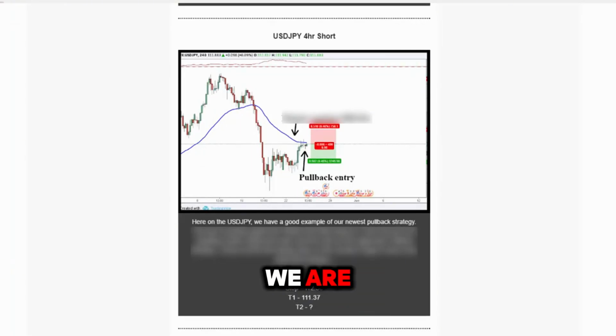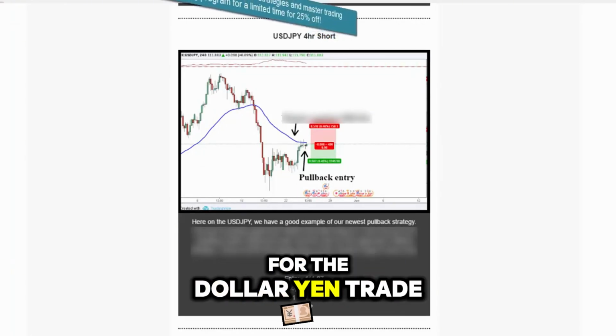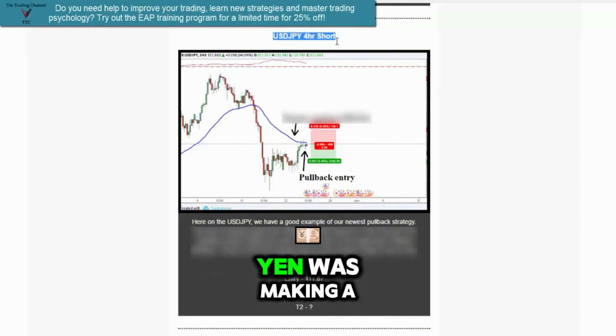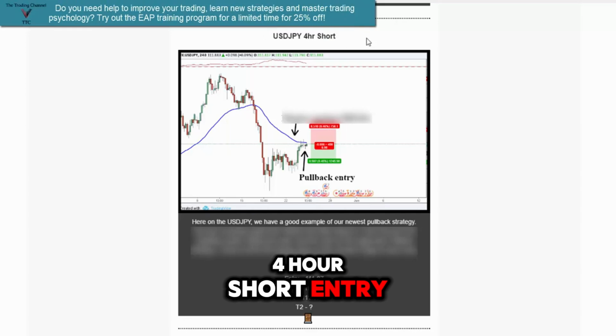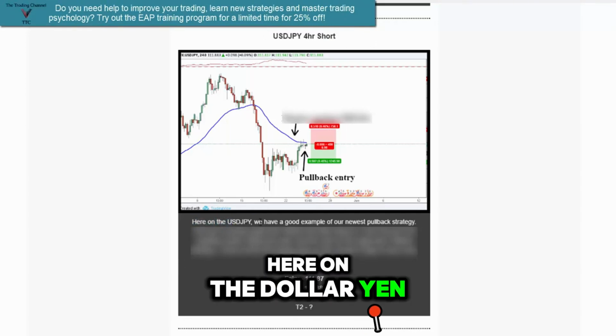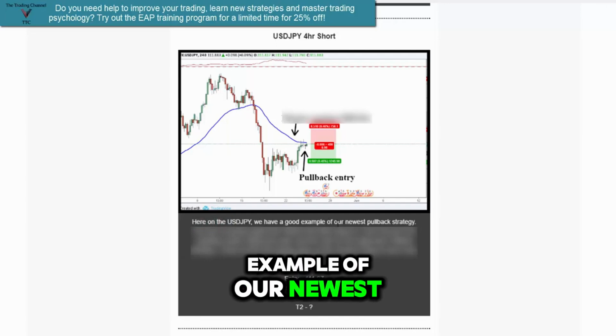Alright guys, so here we are on the email analysis for the dollar yen trade. As you can see, this email analysis was pointing out that the dollar yen was making a 4-hour short entry to all EAP members. On this first line here on the dollar yen, we have a good example of our newest pullback strategy.